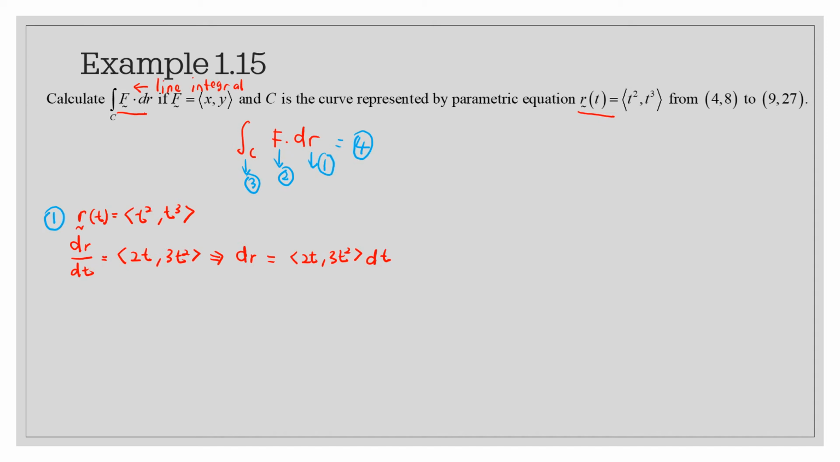Okay. From r(t), we can find the value of x and y. So x here is t squared and y is t cubed. So x(t) equal to t squared, y(t) equal to t cubed. Okay, step number 2, you need to find f(t).